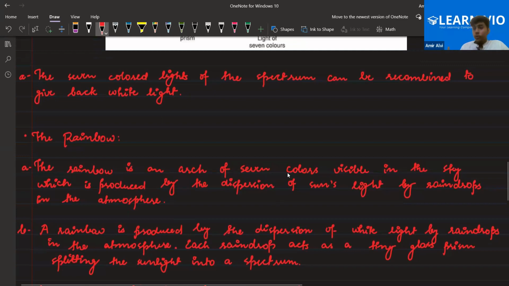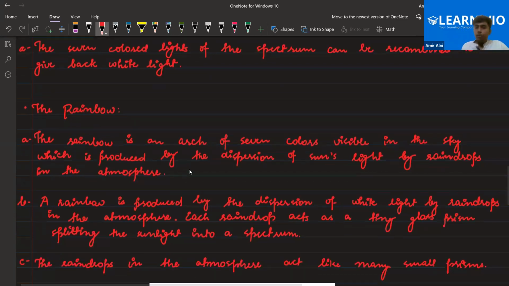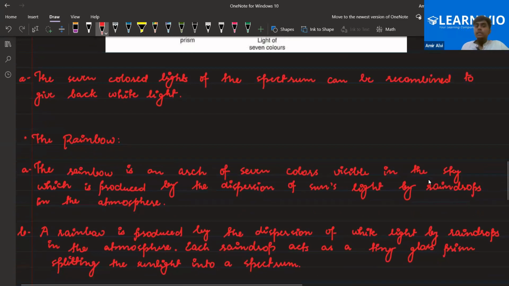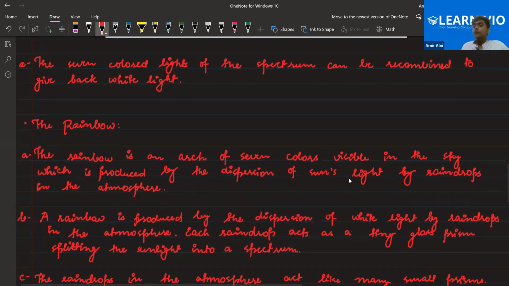In the question, this could be a 3-marker conceptual question. What is rainbow? How is it formed? Simple 1-line question, but of 3 marks or 2 marks, right? 2 or 3 marks definitely if the question comes from dispersion of light. The rainbow is an arc of 7 colors visible in the sky, which is produced by the dispersion of sunlight by the raindrops in the atmosphere, right? Suspended raindrops in the atmosphere.